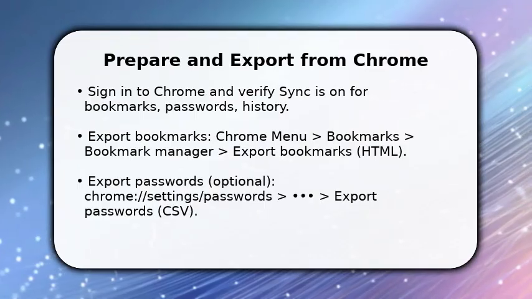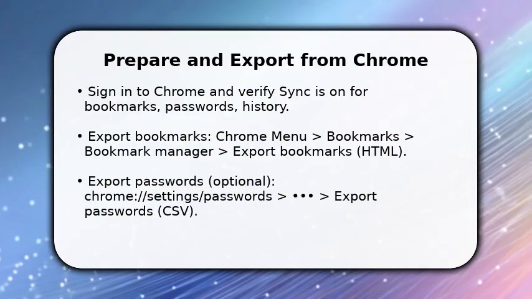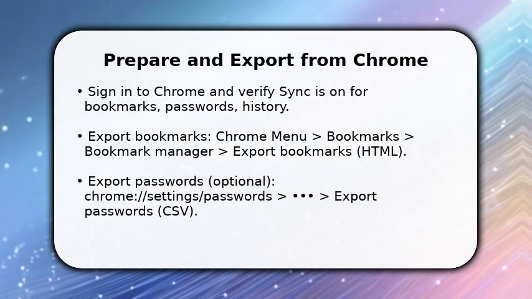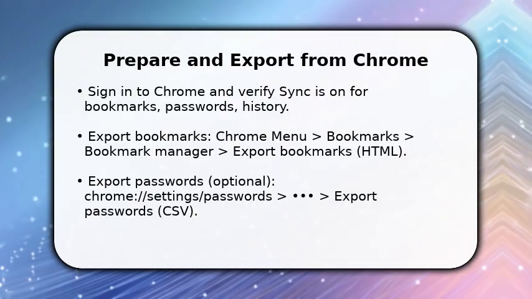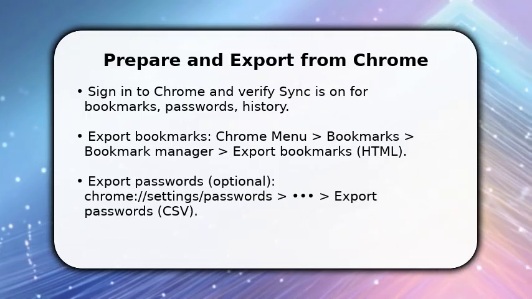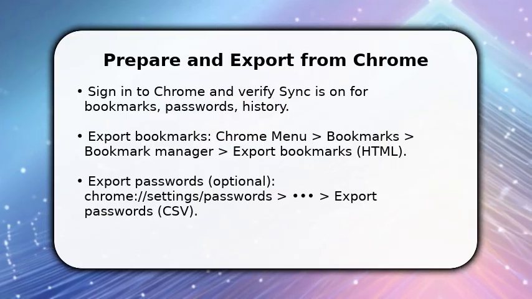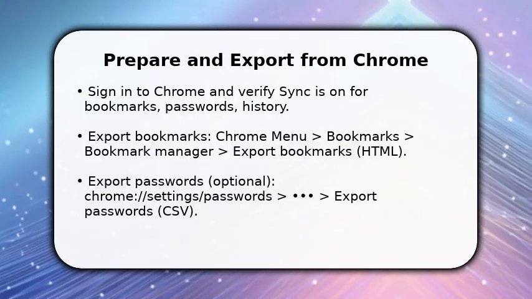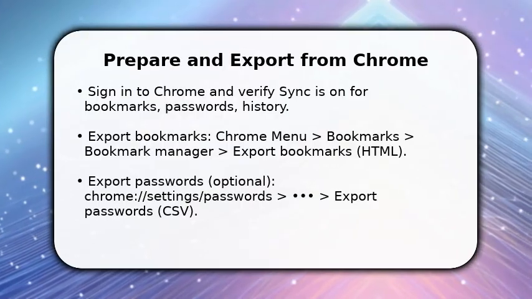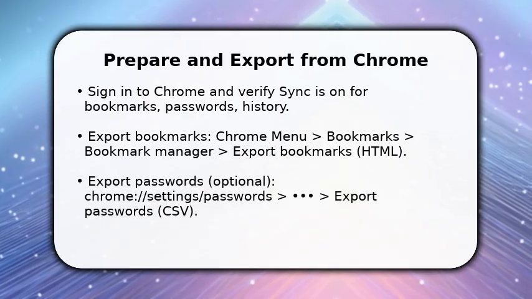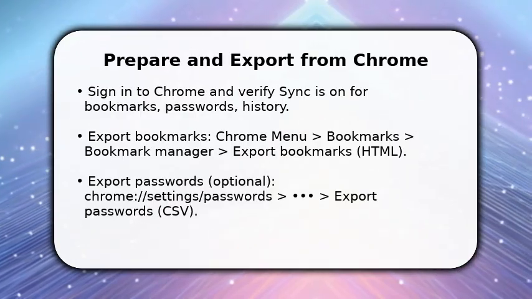You start by getting a clean export from Chrome so nothing is lost. First, confirm Chrome Sync is active and signed into your Google account. This ensures latest data. Next, open Bookmark Manager and export bookmarks to an HTML file. Save it where you'll find it. If you need passwords, export them to a CSV file. Be mindful of security and delete the CSV after importing. Once you have those files, install or open Firefox and move to the import step.